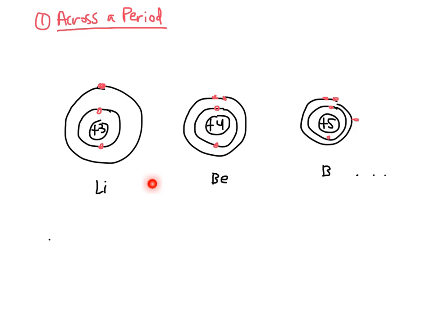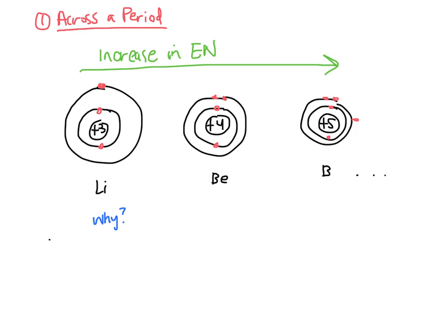So remember, as you go across a period, and in this case we're doing period 2 again, from lithium all the way to neon, your atomic radius gets smaller and smaller and smaller. And so what that means for electronegativity is that the atoms become more and more able to attract electrons. It really is just about the distance from the valence energy level to the nucleus. So you're going to get an increase in electronegativity.